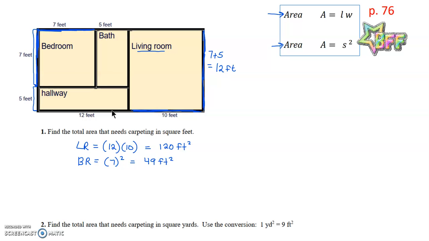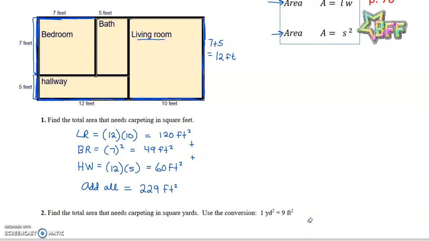For the hallway, we're going to take the 5 feet on the one side and the 12 feet on the other side. So length times width, we're going to take 12 times 5, which equals 60 square feet. Now we can add these amounts together. So we add all, 120 plus 49 plus 60, and that's going to give us 229 square feet of carpet that we need to purchase.